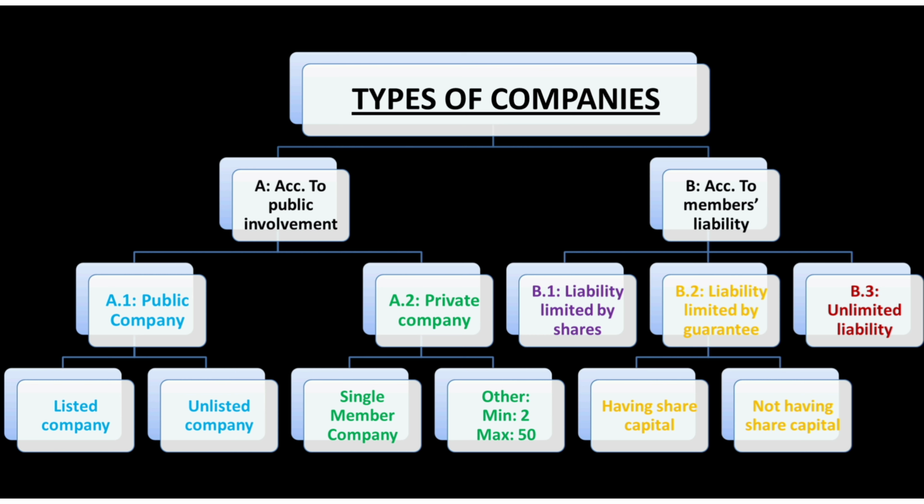So just remember to repeat that a company can be divided either on the basis of the level of public involvement or on the basis of the members' liability. That is the major subdivision between the types of companies. And then, of course, they can further be classified into public companies or private companies, or companies where the liability is limited by shares or liability is limited by guarantee, or there is unlimited liability. In later videos, I have elaborated on each of these types of companies, so just look at the later videos which are available in this series of lectures.